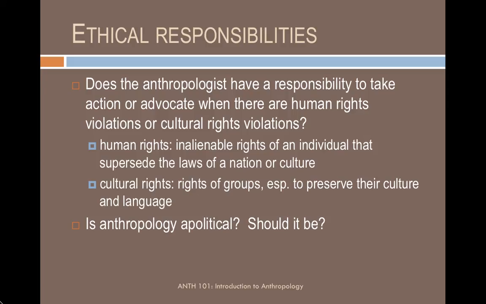So these are some of the field techniques and methods that anthropologists use, as well as a few of the considerations that we have when we're doing field work. We'll be going through the same list of methods and techniques for the other subfields.